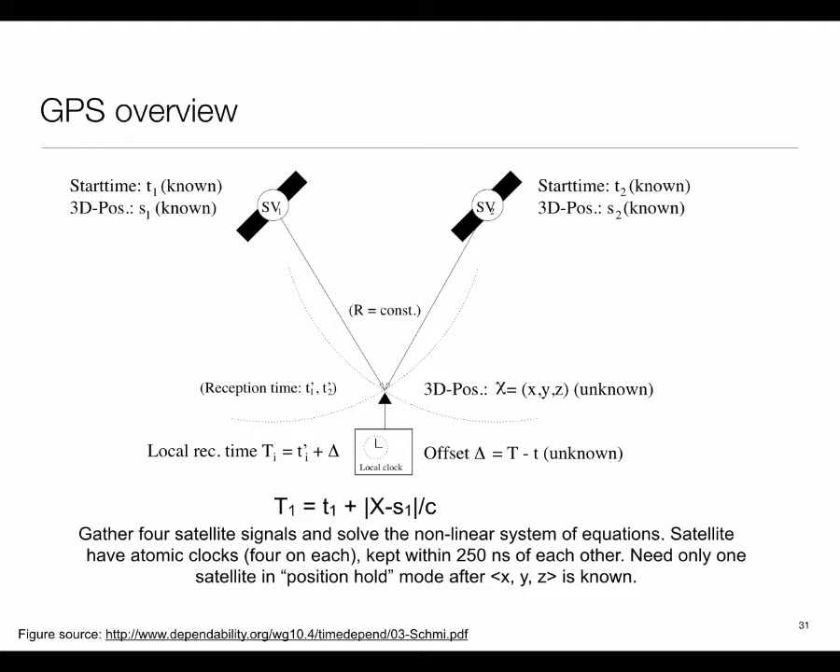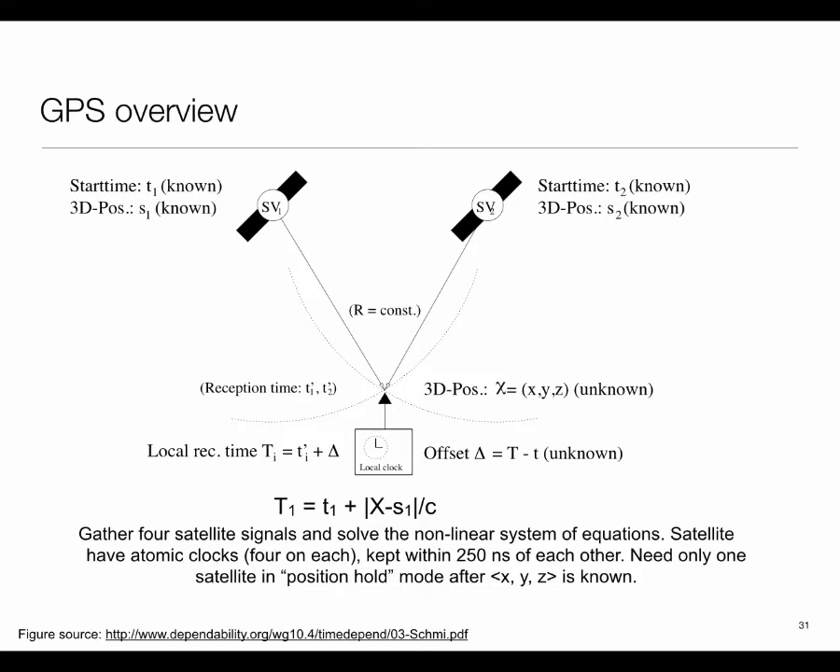GPS also has to estimate the time. The way it works is that every satellite has an atomic clock, which is kept in sync by sending messages from the ground. Satellites also know their position because of orbital mechanics. So we basically have a bunch of nodes which are time synchronized and whose locations are known.